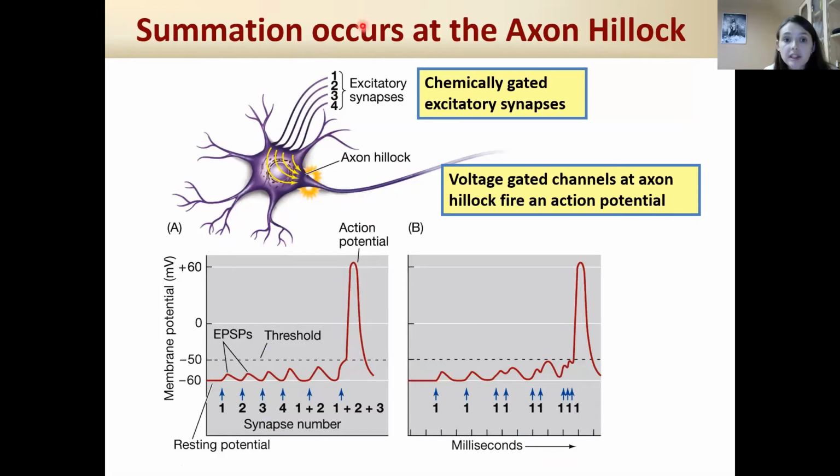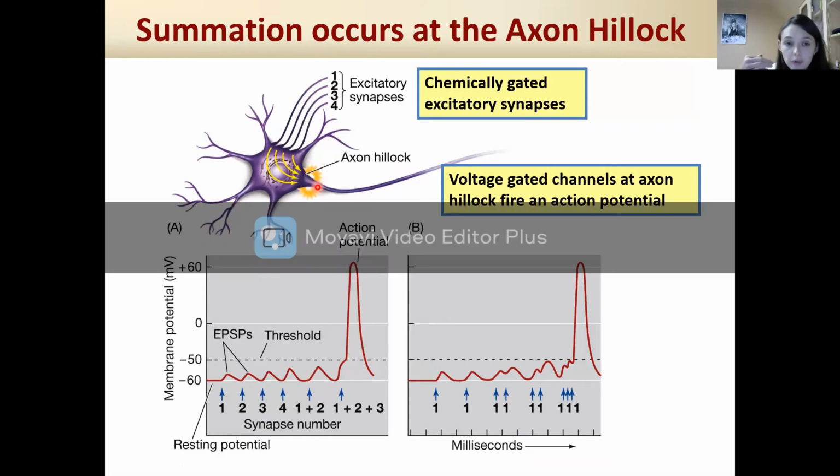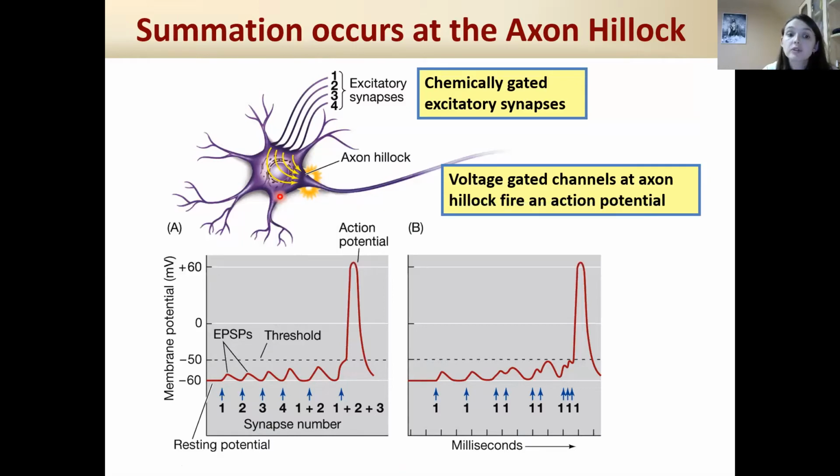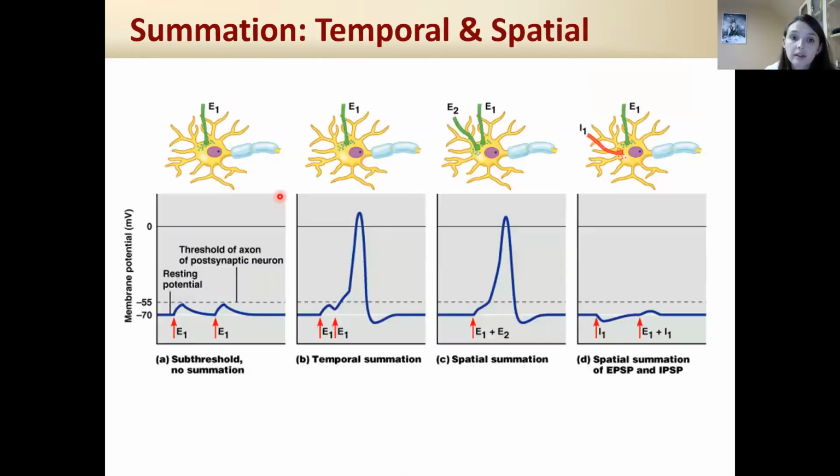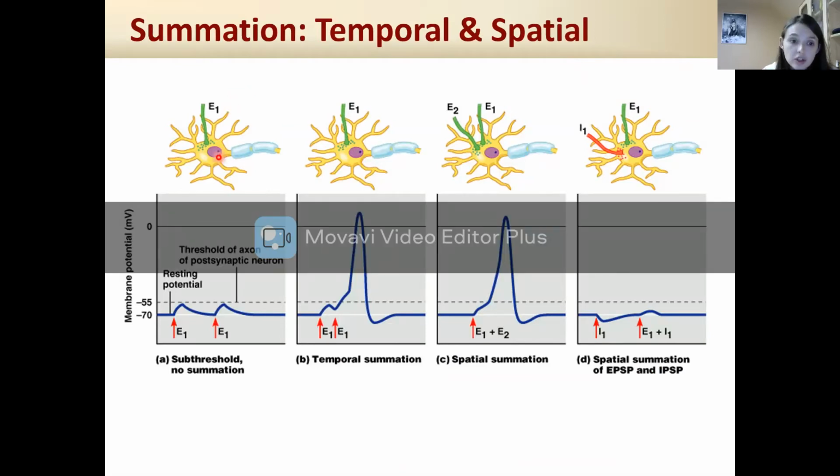Summation mainly occurs in the axon hillock. Here is this place, which is a part of the nerve cell. In the axon hillock the summation occurs. Then let us go on. In the same way, on this slide you could once more review the different kinds of summation: temporal summation and spatial summation.